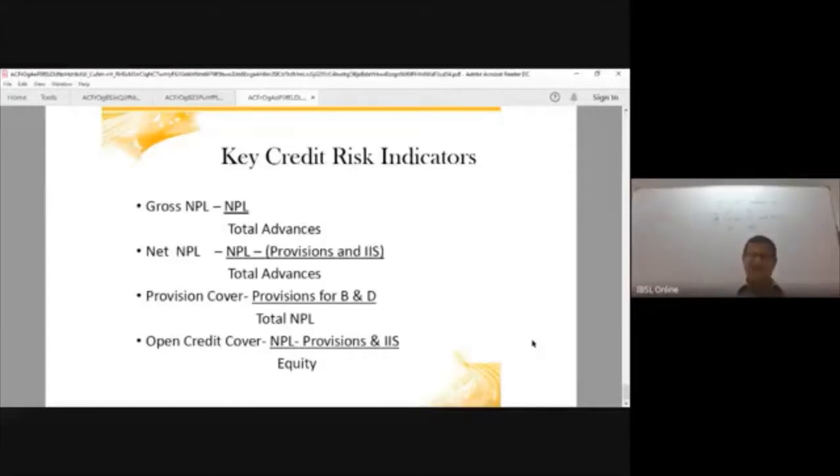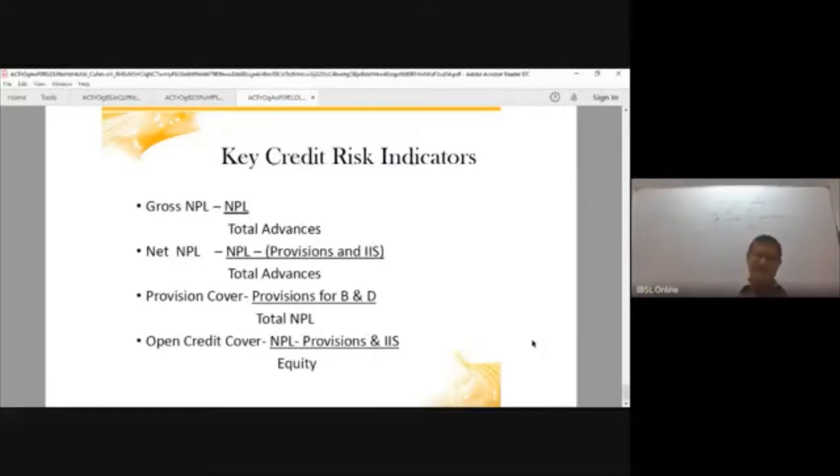So generally for provisions, there are guidelines given by the central bank on when to make provisions and the amount of provisions you need, the percentage. So you need to abide by those. If not, you may be subject to compliance risk.